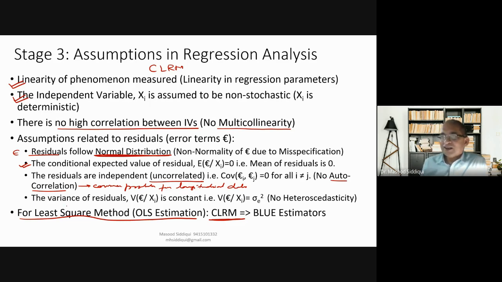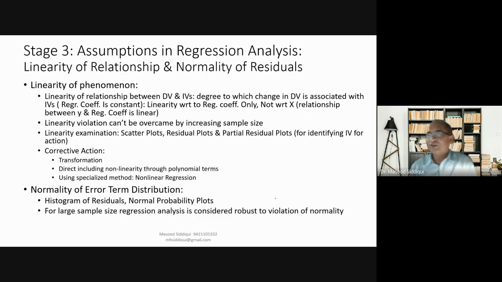The next is all the residuals must have the common variance. So common variance is known as homoscedasticity. Otherwise, there is a problem that is known as heteroscedasticity. These assumptions are there. The first one is the normality.